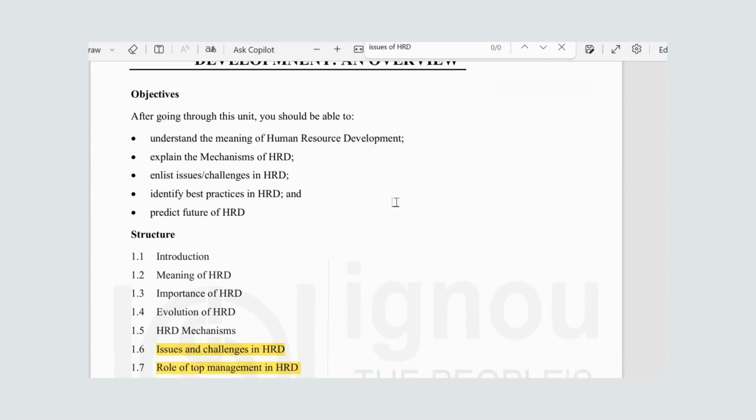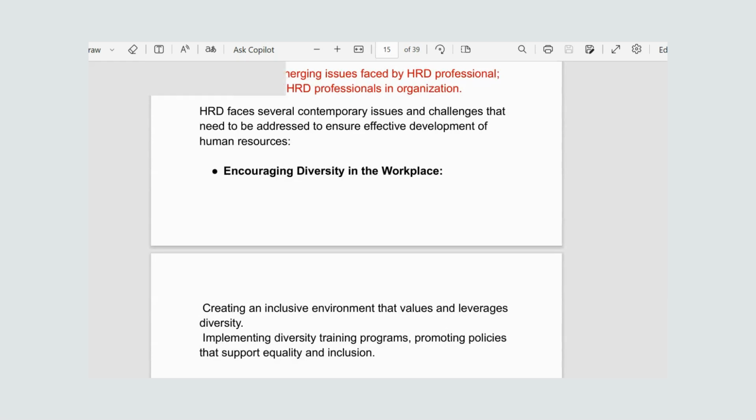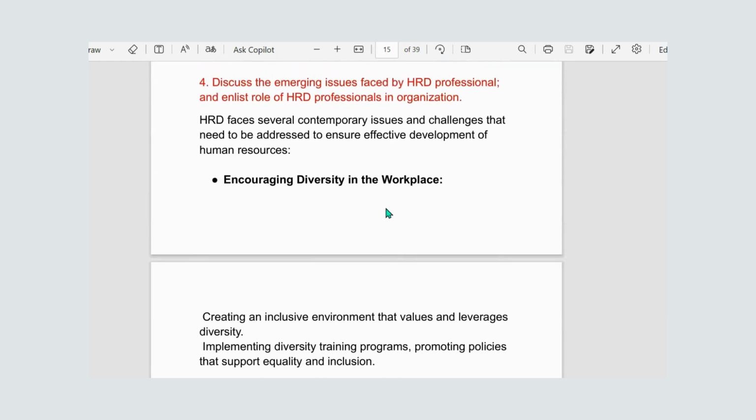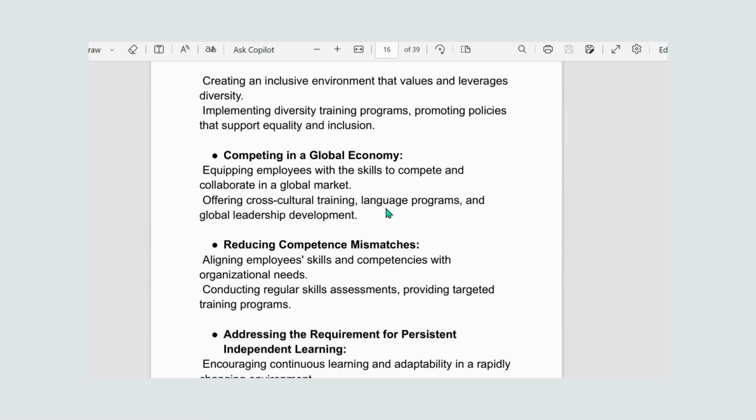Here you can find the answer for issues and challenges in HRD. It's somewhat similar, so I have added the same points on challenges of HRD. You can go through these points as we have discussed the same points in the second question itself.